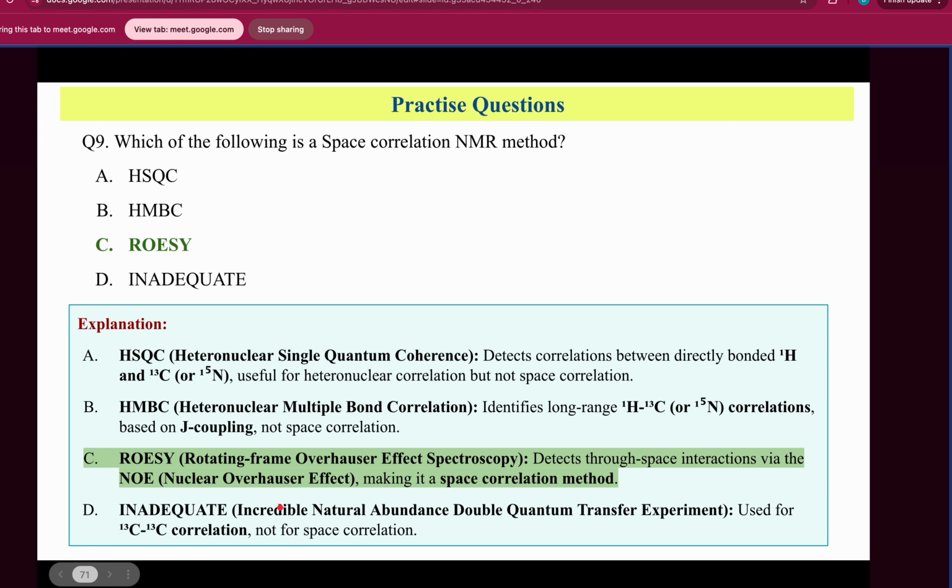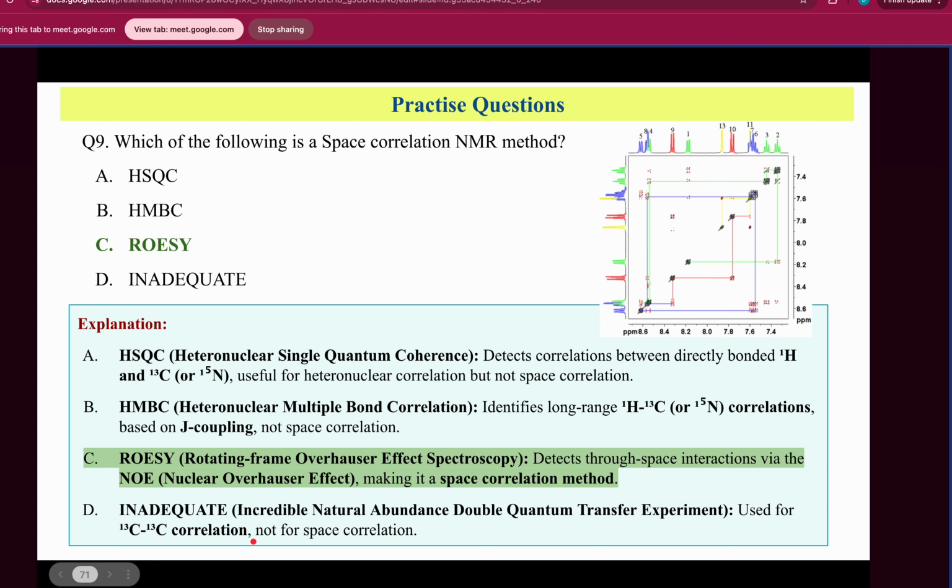And if we talk about INADEQUATE, then it is used for the C13 correlations. So that's why ROSY is the correct option. And this is how the ROSY peaks appear. On both sides, they tell you where the space correlations, the interactions, are happening. So these regions will tell you about that. This is for the C13 and C13.